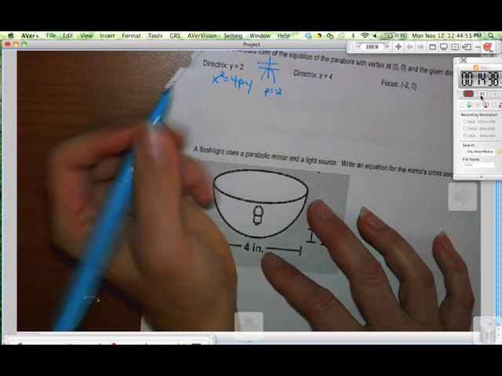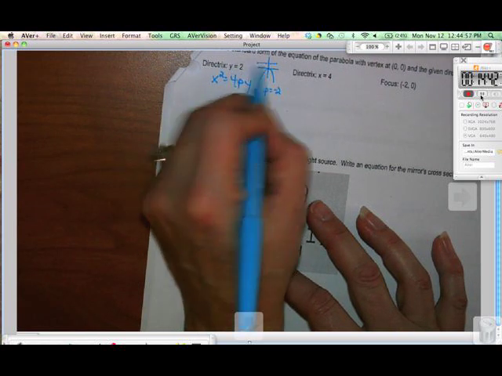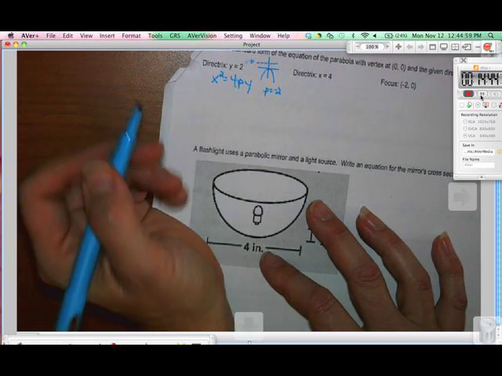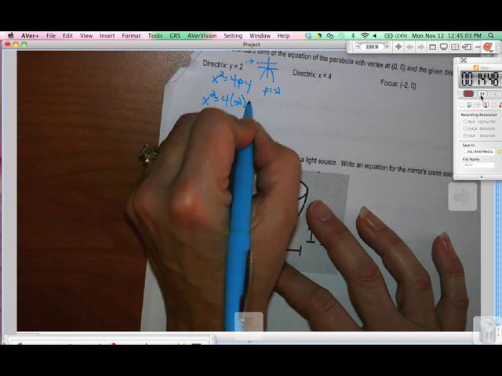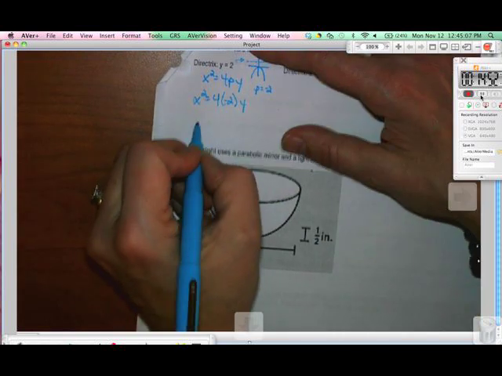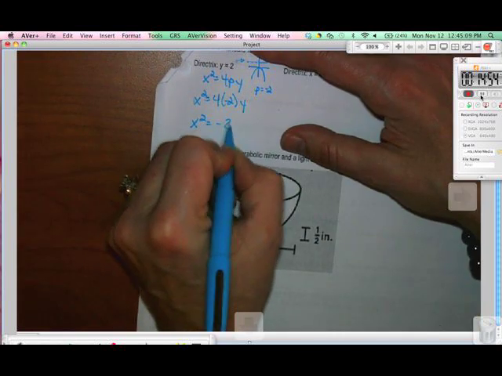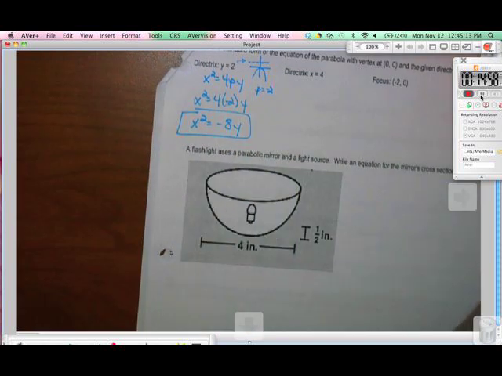So I'm going to plug in what I know. I know that p is negative 2 because it's the opposite of whatever the equation of this line is. So x squared equals 4 times negative 2 times y. Therefore, I can just write the equation. Look at how cool that is. Negative 8y, and I'm done. You just have to remember that p is the important number.